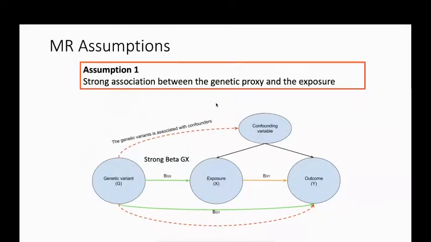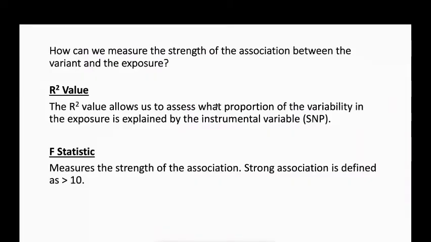And there are three key assumptions for an MR study. Assumption one is that there's a strong association between the genetic variant G and the exposure X, so a strong beta GX. And that can be calculated. It's one of the only assumptions that we can actually get empirical evidence for, using, for example, the R squared or the F statistic. As a revision, the R squared is the proportion of variability in the exposure that is explained by the instrumental variables. We can also look at the F statistic, which again measures the strength of that association.